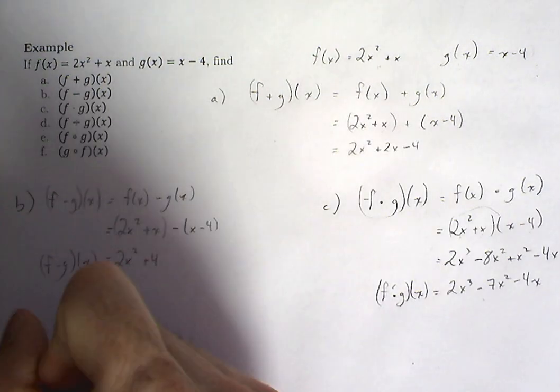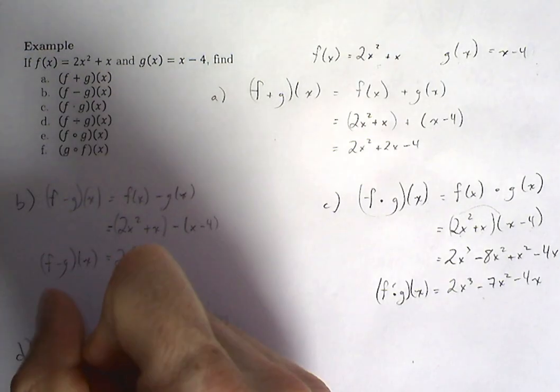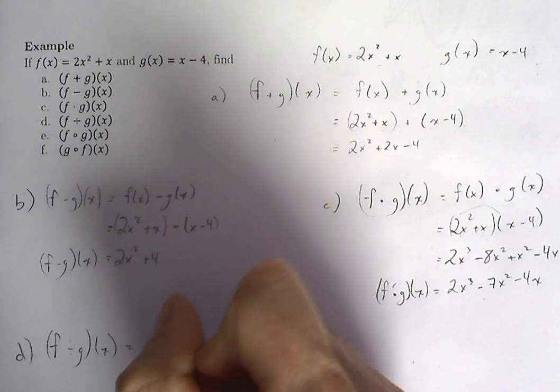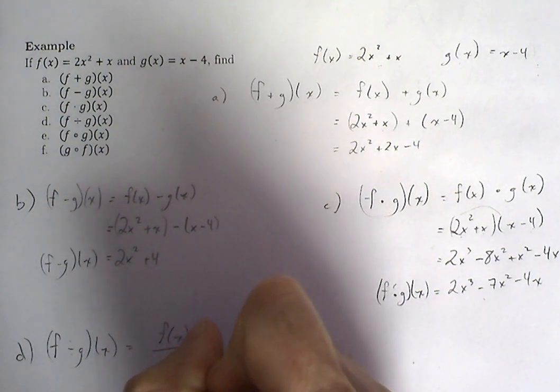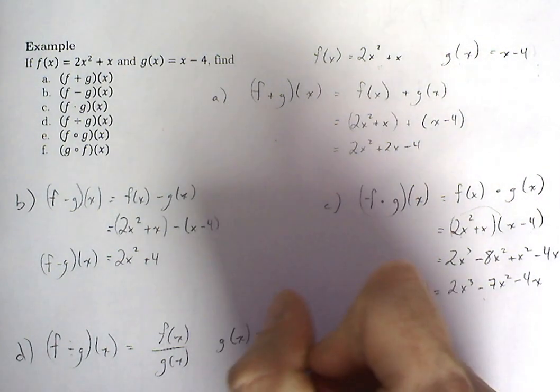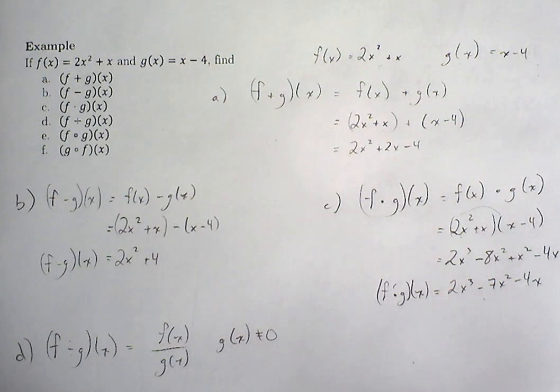D. Now, D is likely the simplest one. f divided by g of x is equal to f of x divided by g of x. Now I'm just going to make sure that I include that g of x cannot be equal to 0. I'm going to continue on.